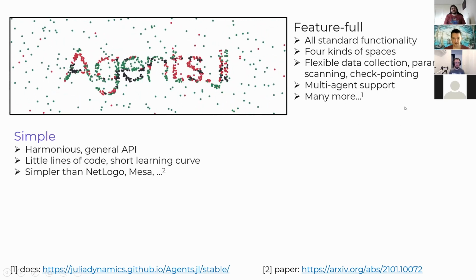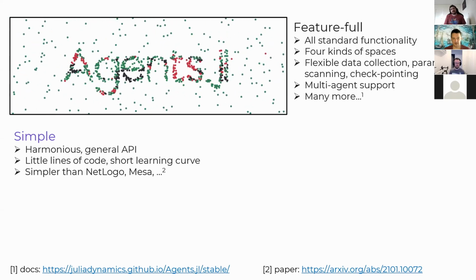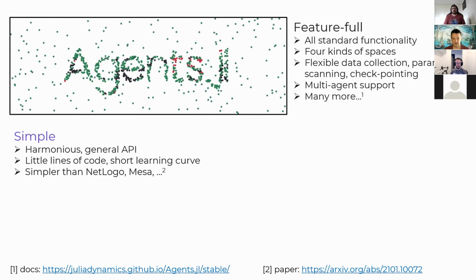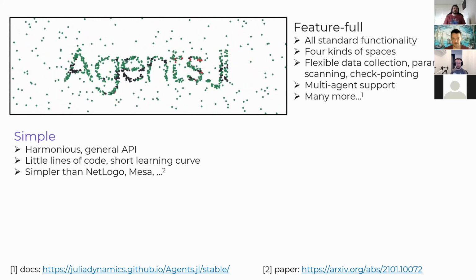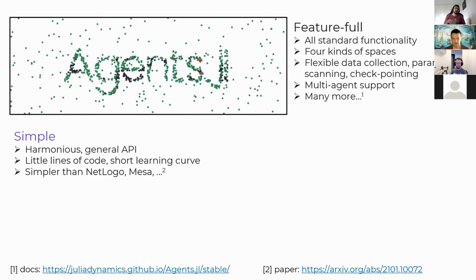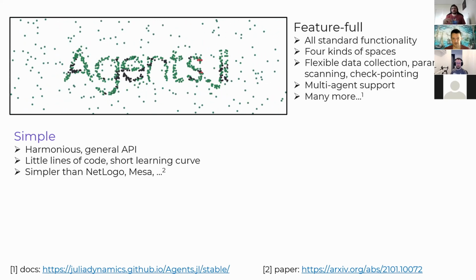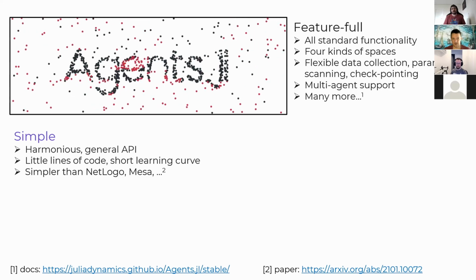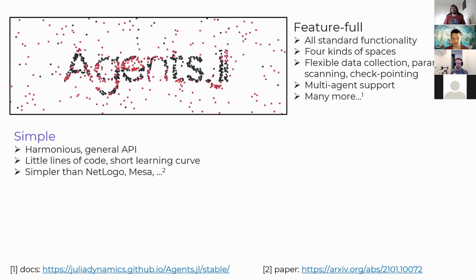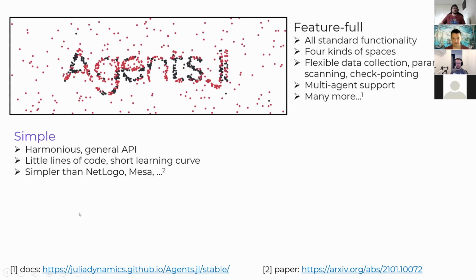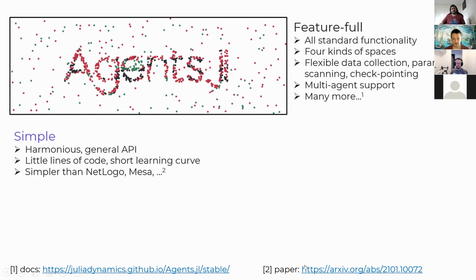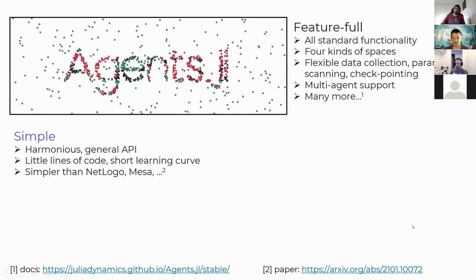The second, let's say, central property of Agents.jl is that it is very, very, very simple, and this is by design. So we have made it to have a harmonious and general API, and to use it, you need to write a small amount of lines of code, which means that Agents.jl has a short learning curve. And in fact, it is simpler than NetLogo or Mesa, which are other, let's say, famous ABM software. And more details about this can be found in our paper about Agents.jl.